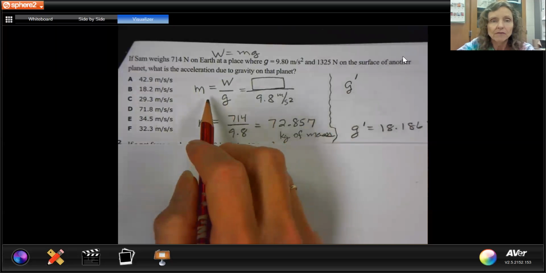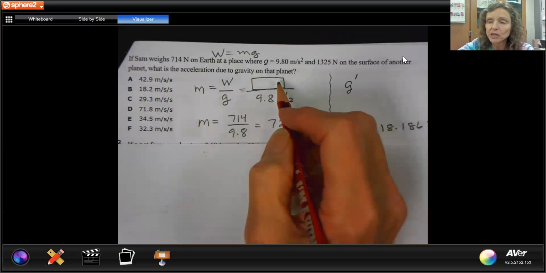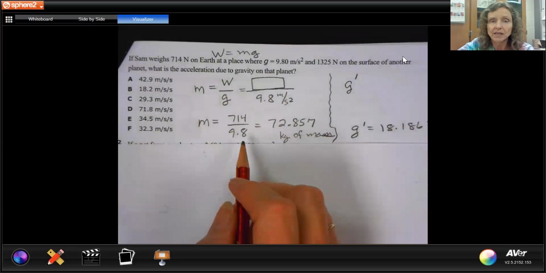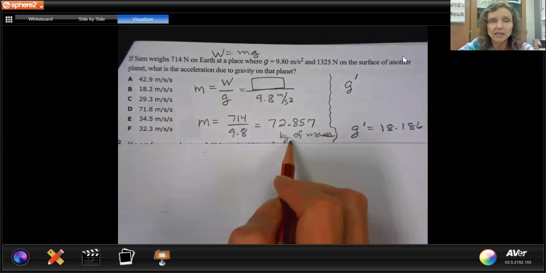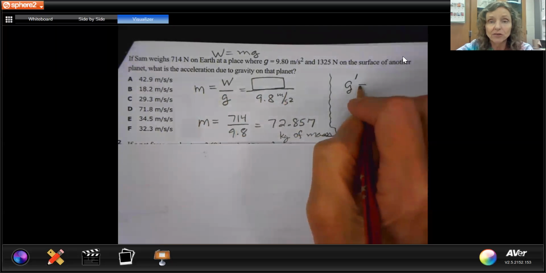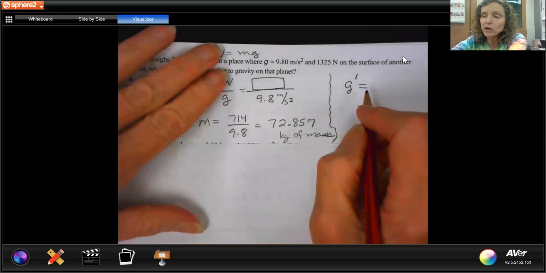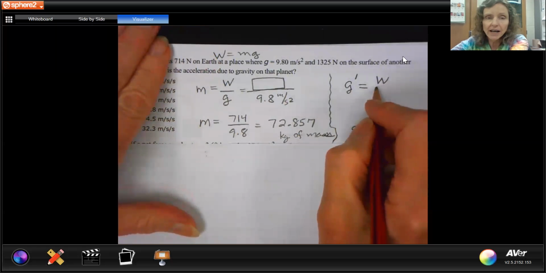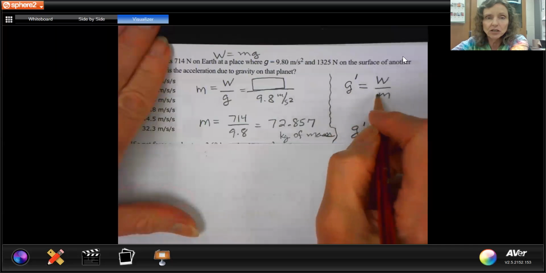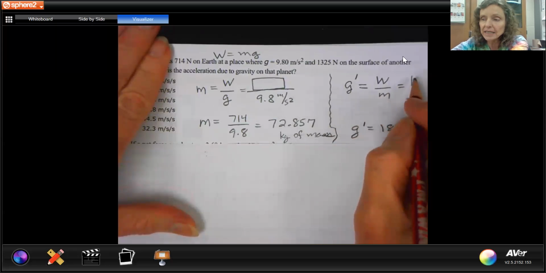Okay, so first thing I'm going to do is figure out Sam's mass because mass is the same everywhere. So weight divided by G. So you're going to put in Sam's weight right there, okay? And then divide by G and you'll get his mass in kilograms. Now, I want to find G on the other planet. So if you look at this equation, you can just do the finger flip on it, right? So whatever his weight is there, divided by mass, because M and G are trading places, that's going to give you how much G is on that planet.